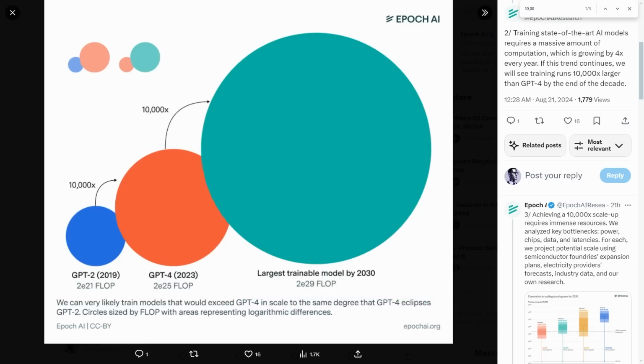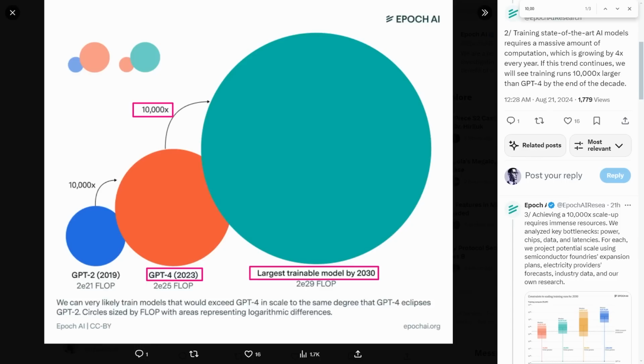So you can see right here that by 2030, the largest trainable model is going to be 10,000 times larger than GPT-4, which, I mean, it's kind of hard to fathom how big that is going to be and what the implications of that are. But essentially, the article breaks down into synthetic data, the compute, the amount of tokens on the internet, just all of the unexplored areas and ways that they're going to be able to train these models.